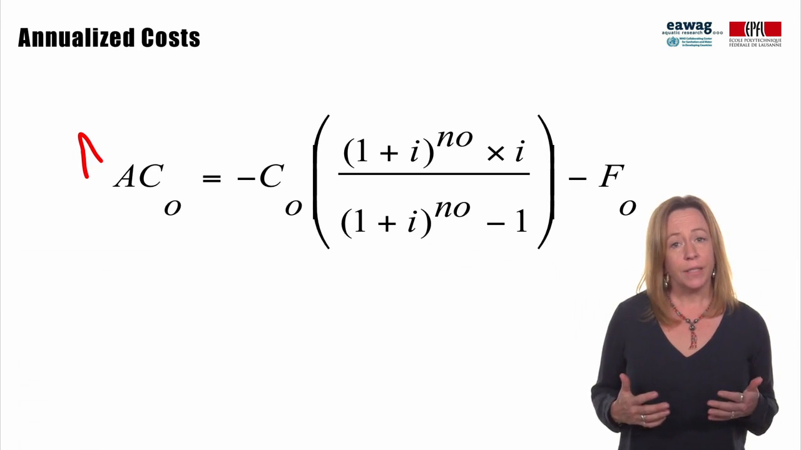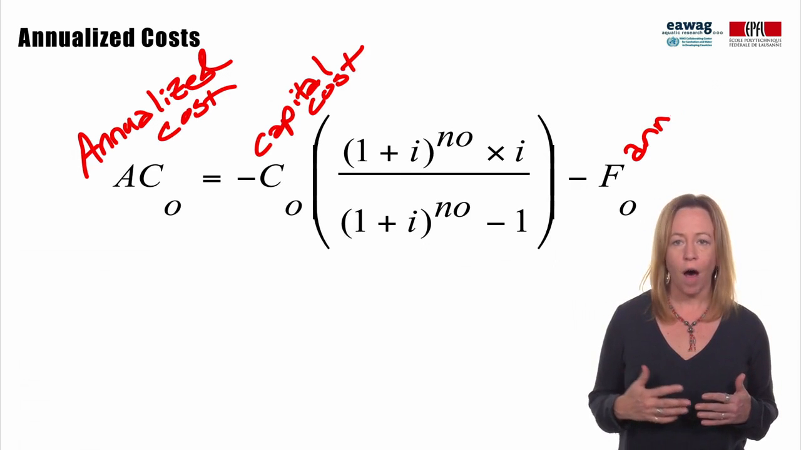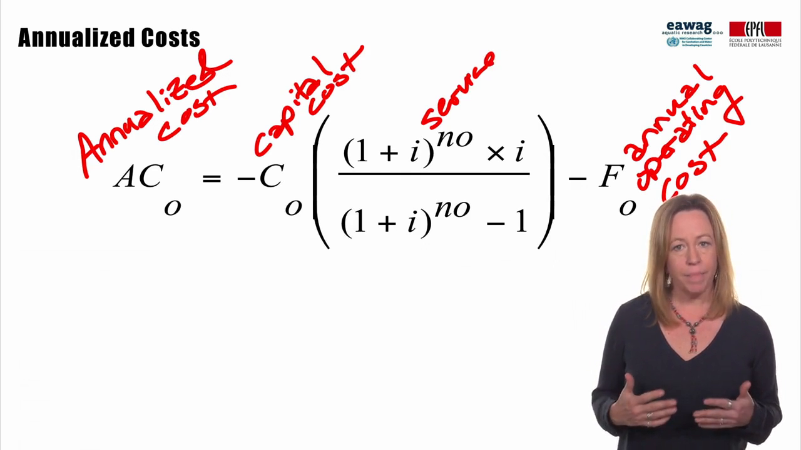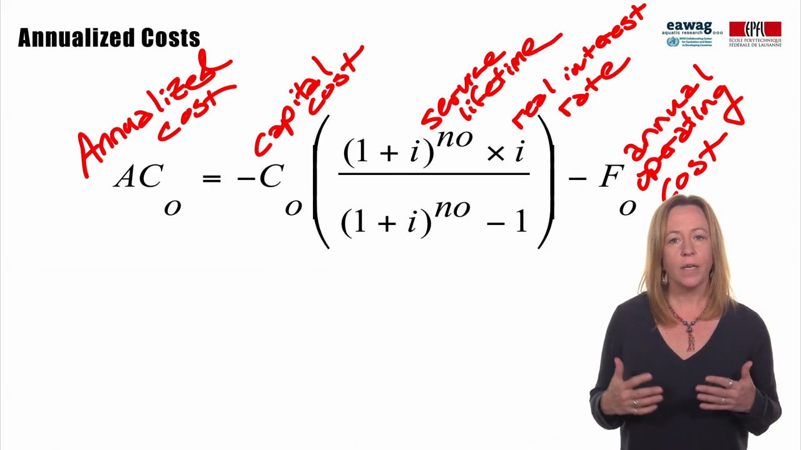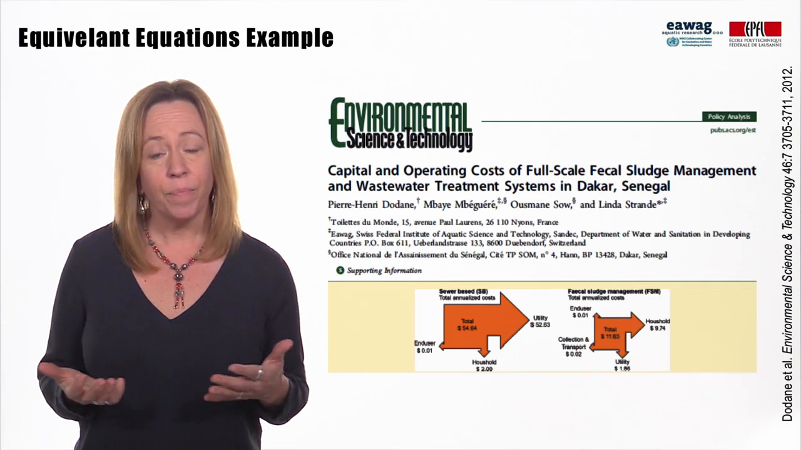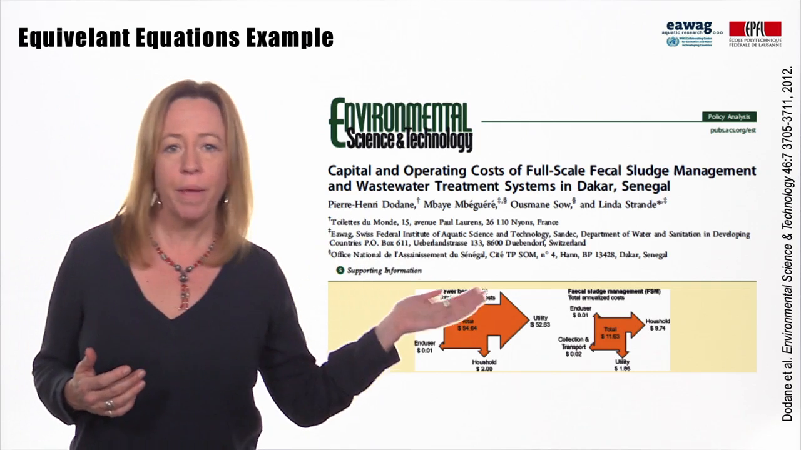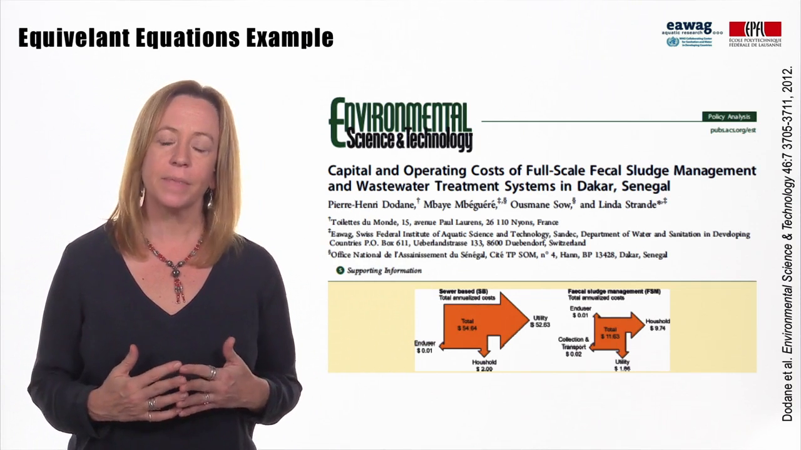When costs and benefits differ over time between different options, we need to apply equivalent equations for the comparison of the relative economic value. To achieve this, we can apply concepts like annualized costs. If we know the capital cost, operating cost, service lifetime, and real interest rate, we can use this equation to compare the relative equivalent costs of two different technologies. As an example, I will walk you through the case study presented in this paper, comparing existing side-by-side sewer and fecal sludge management systems in Dakar, Senegal.